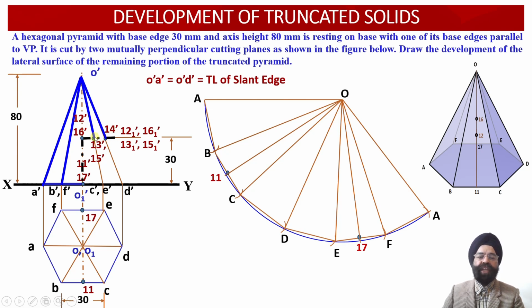So the names of these 4 points into the true length projection will be 12 1 dash, 13 1 dash, 15 1 dash and 16 1 dash. So at this point we observe that all of these 5 points, that is 12 1 dash, 13 1 dash, 14 dash, 15 1 dash and 16 1 dash, have all coincided with each other. That is, all these 5 points will be available at the same radius, which will be equal to O dash 14 dash over here.